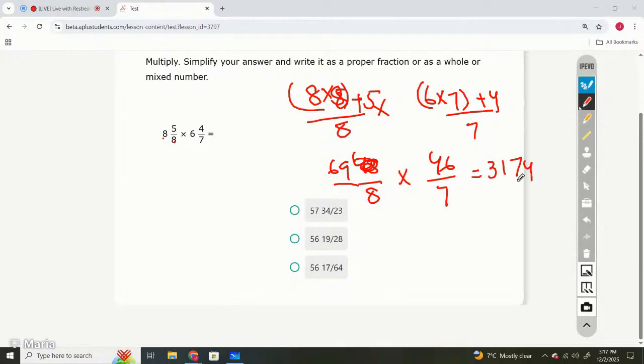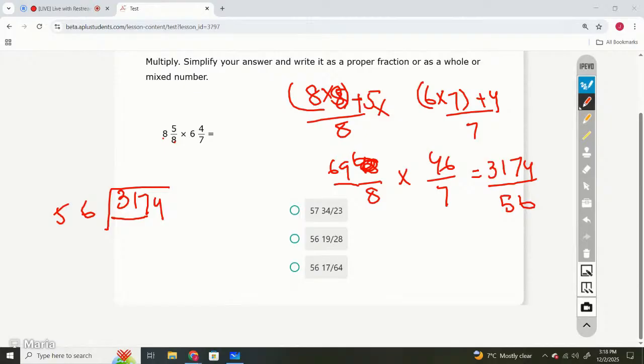That is 3174 divided by 7 times 8. That is 56. Okay, so let's just divide 3174 over 56. So we need to count until 317, right?